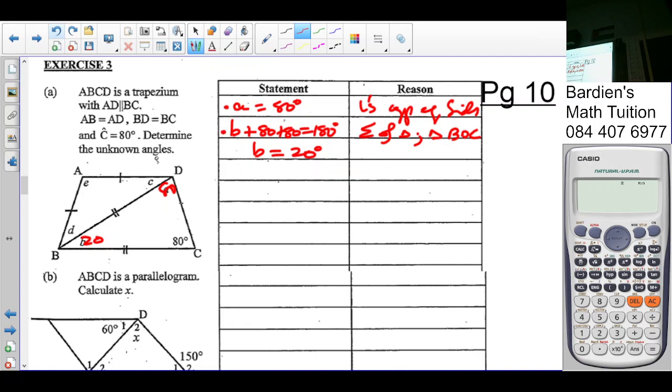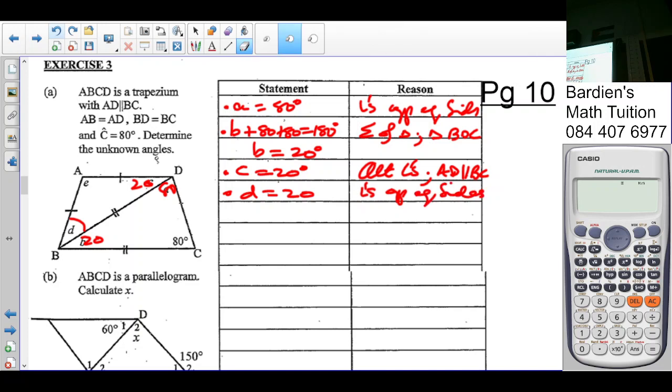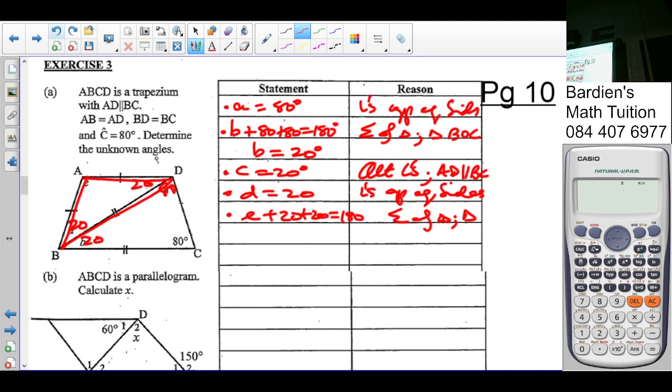Then we said alternate angles are equal. So C is 20. Why? So alternate angles with AD being parallel to BC. Then we know that D is equal to 20, why? Angles opposite equal sides. Now I'm going to calculate E. Sum of angles in a triangle, as you can see. So E plus 20 plus 20 equals 180, sum of angles in a triangle, and this is triangle ABD. So angle E is equal to 180 minus 20 minus 20, which gives you 140 degrees.